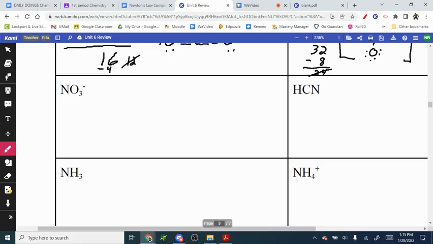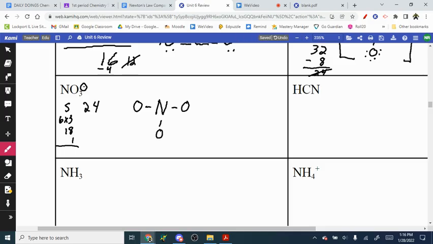Next one, NO3 negative. So N has 5, O has 6 times 3, so that's 18. And then we have our negative 1 here, so that's 1. So 5 plus 1 is 6. 6 plus 18 is 24. So we have 24 total valence electrons. N goes in the middle. O's go on the outside.